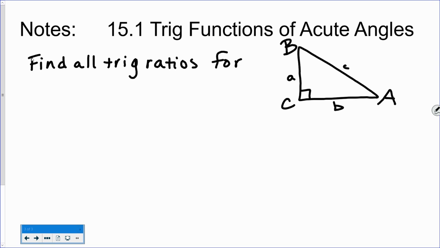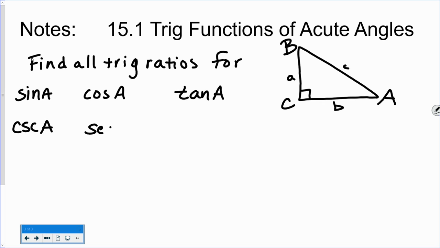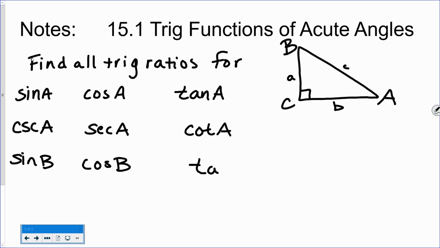All right, so I want to find sine of A, cosine of A, and tangent of A. We will also do the reciprocal, so cosecant of A, secant of A, and cotangent of A. And then I'll want to do each trig ratio for angle B. So sine of B, cosine of B, tangent of B, and then cosecant of B, secant of B, and cotangent of B.